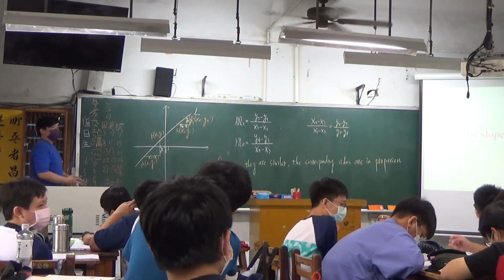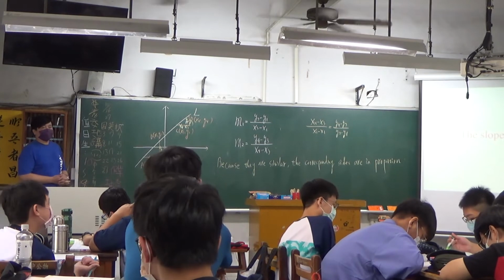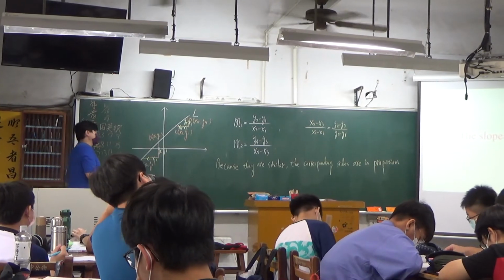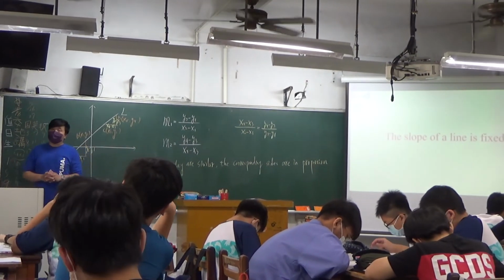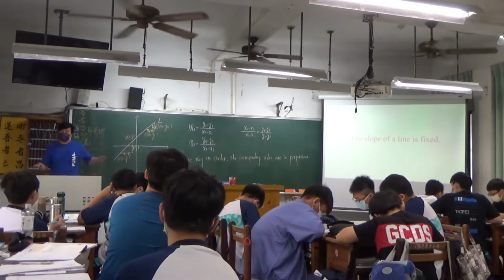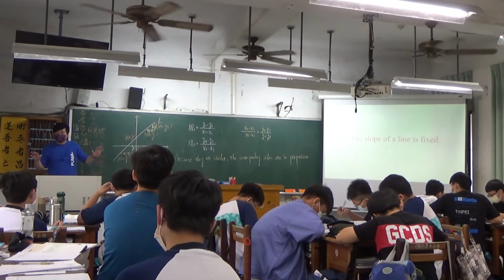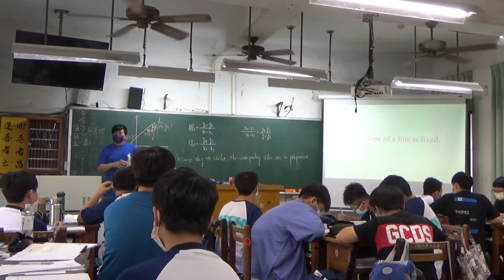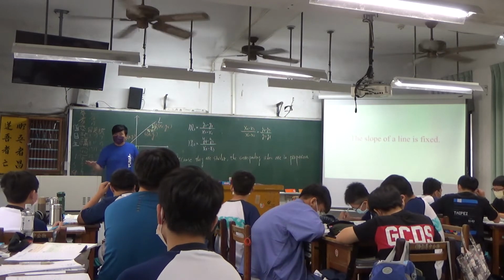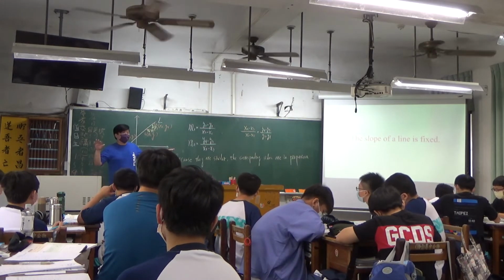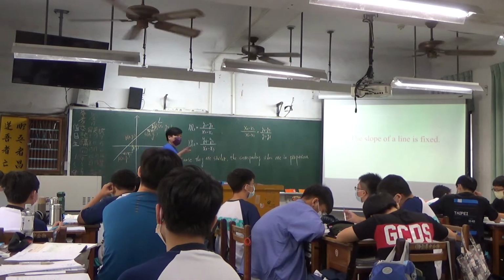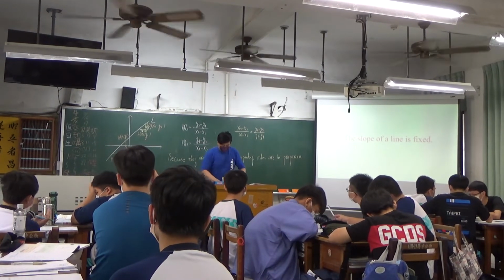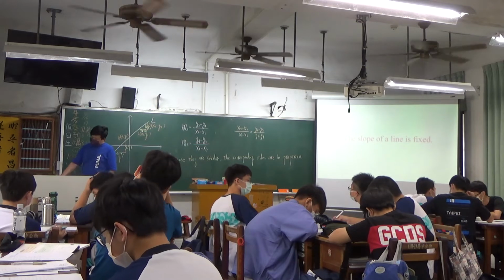The slope of a line is fixed. No matter which two distinct points you pick, you will get the same slope. The slope of a line is fixed. Do you understand me? No problem? Okay, let's keep going.